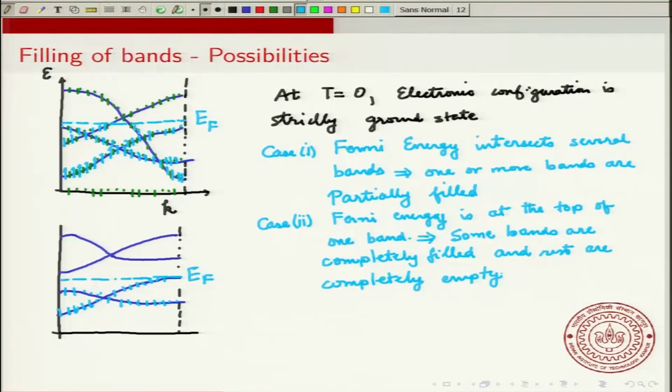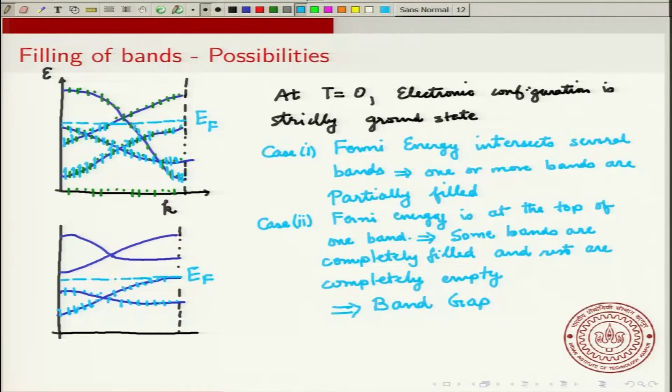Now, in case 2, there is clearly a band gap, because there is a difference in energy between the last filled band and the first vacant band, and so there is a band gap. In the first case there may or may not be a band gap, but clearly you see that the Fermi energy at least intersects several of the bands.